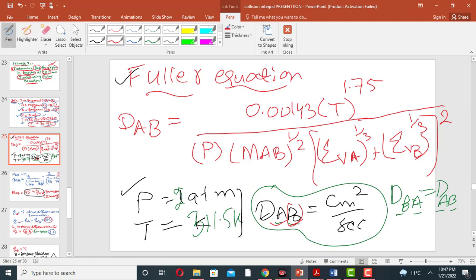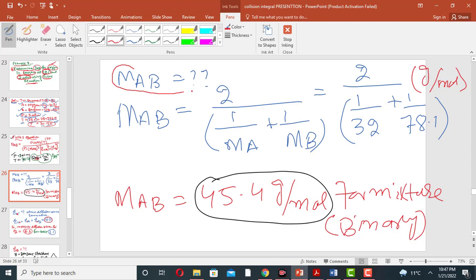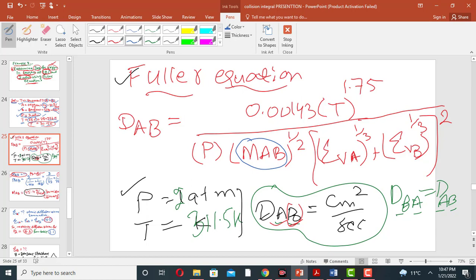Now what is this M_AB? This is the molecular weight of the mixture, the molecular weight of the binary mixture, which is oxygen plus benzene. The molecular weight of this benzene oxygen mixture, which is M_AB. So in the Fuller equation, this M_AB is unknown to us. So what is this M_AB?